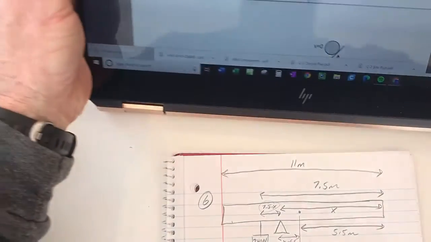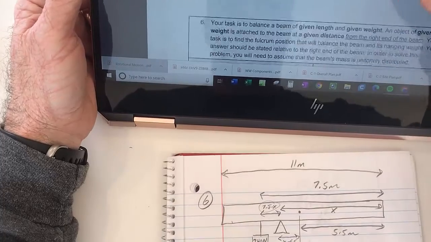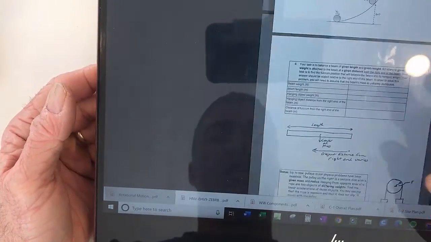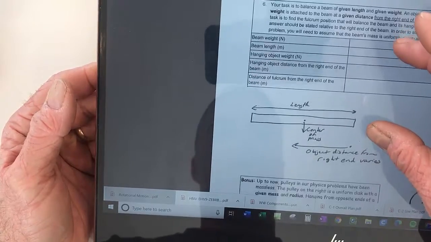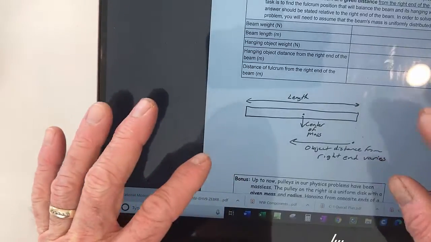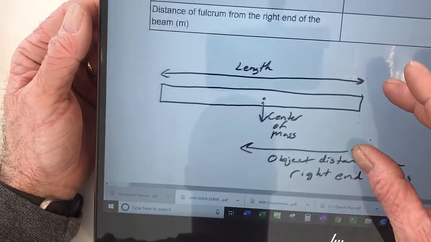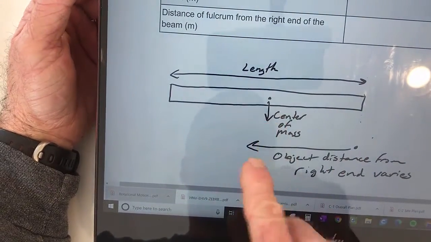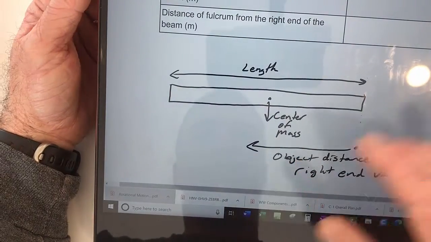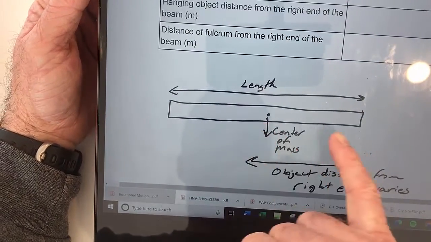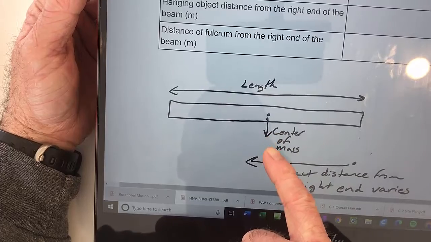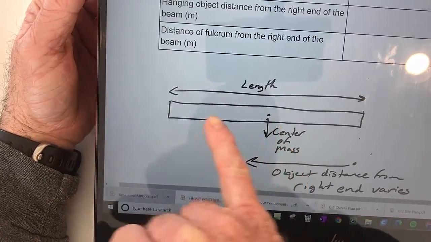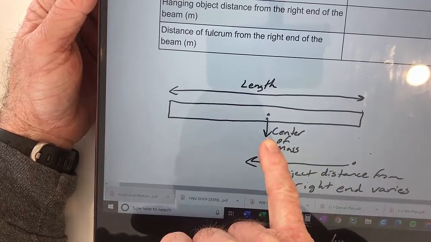Last one. Here's the problem, and so we've got a beam of given length, and there's a center of mass right in the center. You're given how much the beam weighs, so we're going to know what weight is acting there that's representing all the mass of the beam, but will be acting right there.